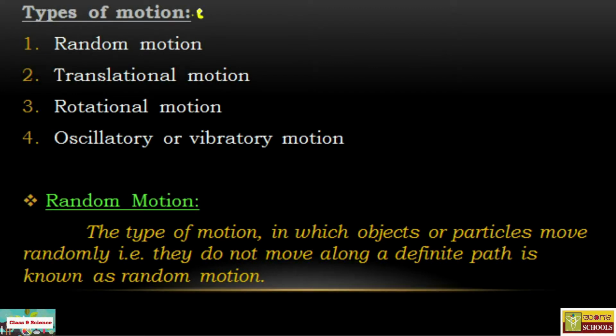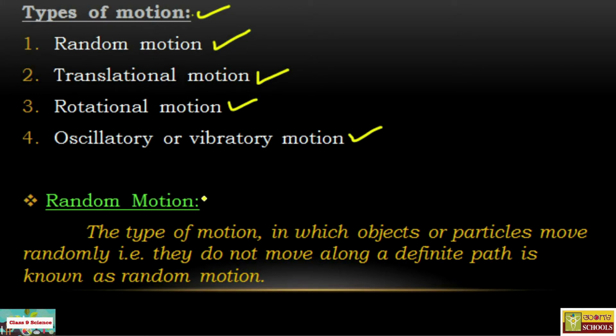Types of motion. There are so many types of motion present, out of which I listed a few here. First one is random motion. Second one, translational motion. Third one, rotational motion. And fourth one is oscillatory or vibratory motion. Let us try to understand those motions one by one.